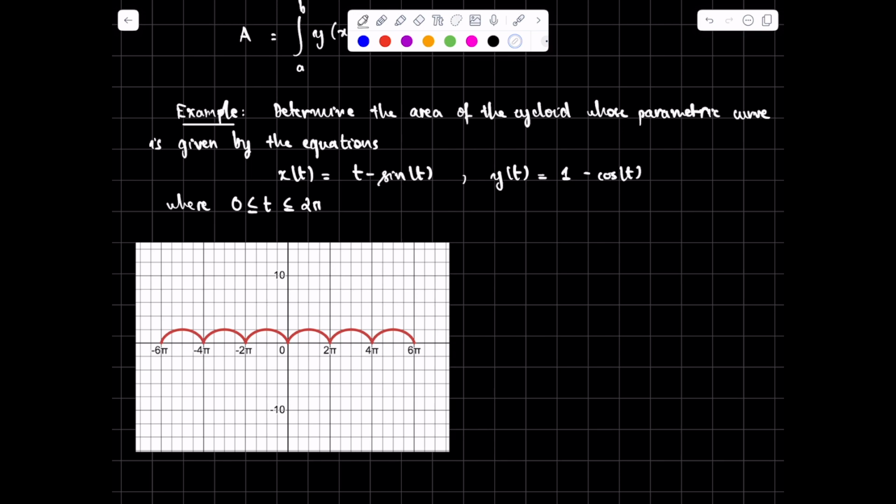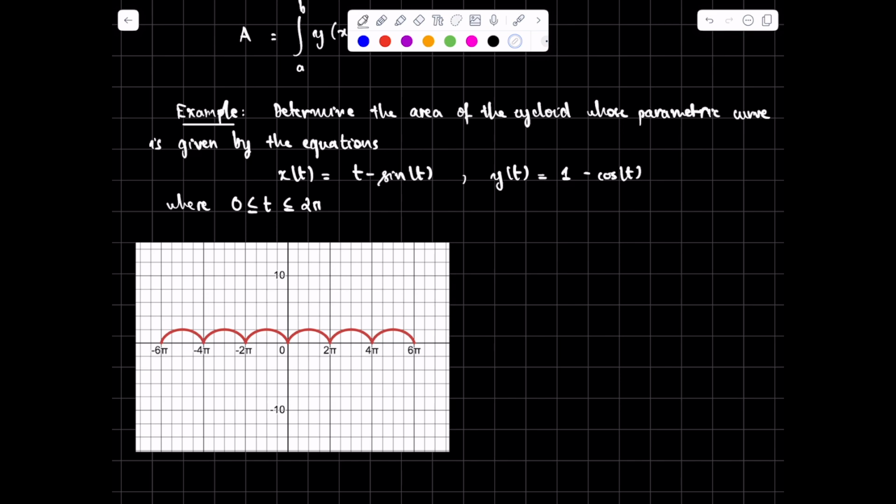So example, we want to determine the area of the cycloid whose parametric curve is given by the equations x of t equal to t minus sine of t and y of t is equal to 1 minus cosine of t, where t is between 0 and 2 pi.